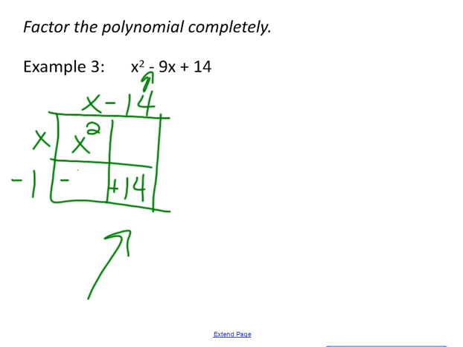This would give me a negative 1x. This would give me a negative 14x. And if I add those together, I'm looking for negative 9x, and that won't work. So I'm going to try again.